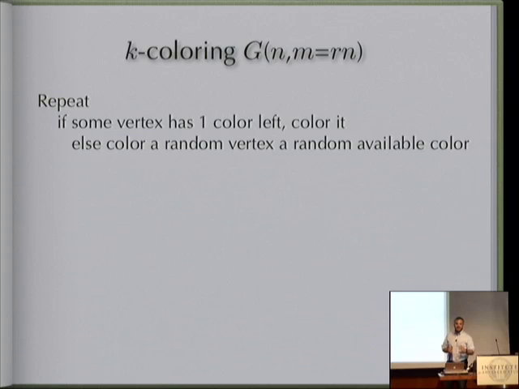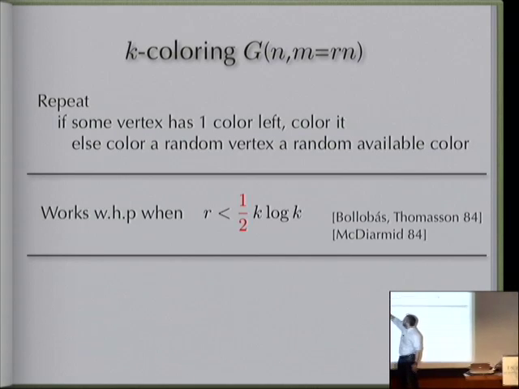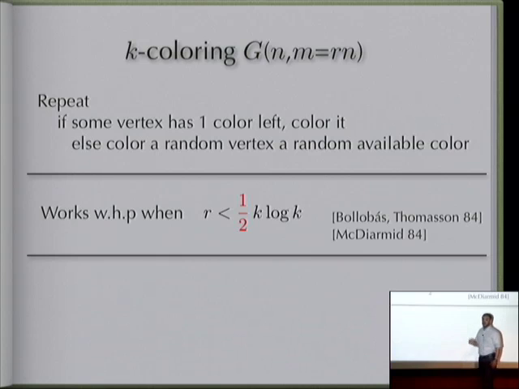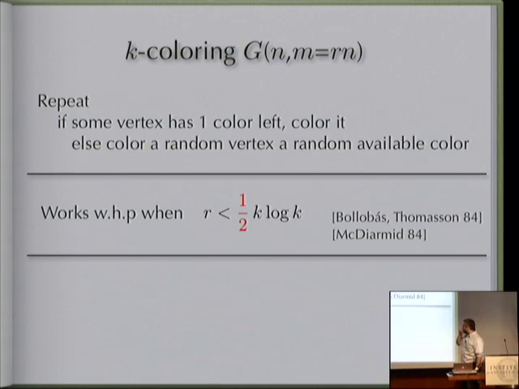But that's it. So we only do things at the very last possible moment, meaning no planning, no global look at the graph, nothing. And we know now for quite a while that this algorithm will find a k coloring in a graph when the density is about half of what we know is possible. So we know that if you have k colors available to you, you can color random graphs for densities up to about k log k. This simple algorithm will find a solution for densities up to half that.